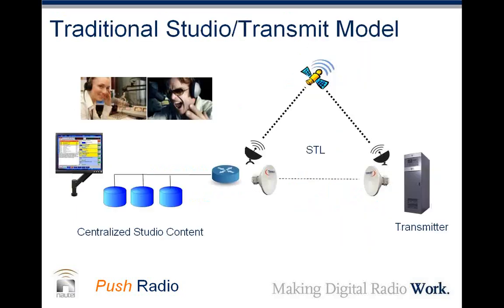So let's talk about the traditional studio transmitter model. In a radio station, the left side of this page is the studio, and the right side of this page is the transmitter site. And in the studio, we have the centralized audio content, or the studio content. In the middle, we have the studio to transmitter link of whatever kind it is, whether it's microwave or telephone lines or satellite. And on the right-hand side, we've got the transmitter site.